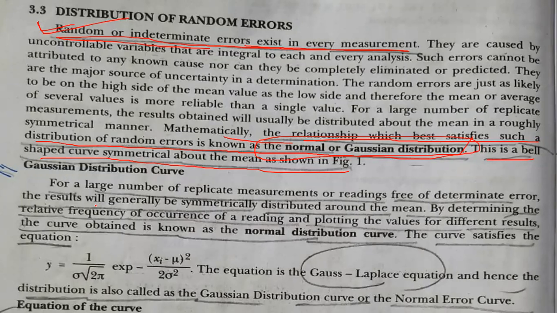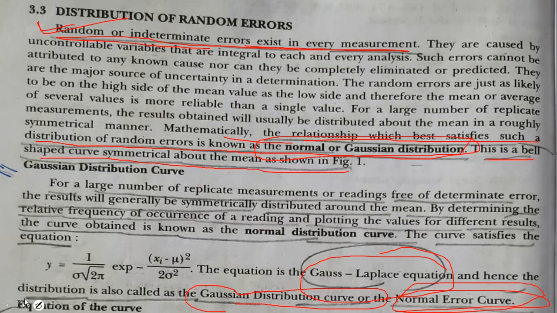By determining the relative frequency of occurrence of the reading and plotting the value for different results, the curve obtained is called a normal distribution curve. The curve satisfies the equation given by Gauss and Laplace. Hence, the distribution curve is also called a Gaussian distribution curve, or normal error curve. That gives us the indeterminate error.